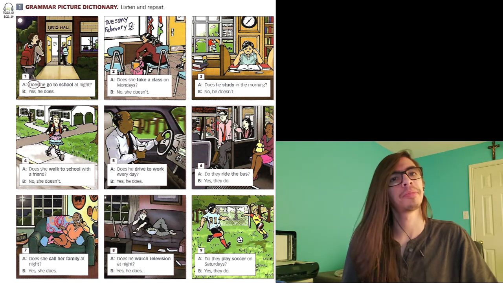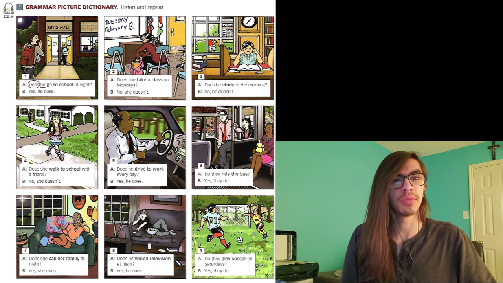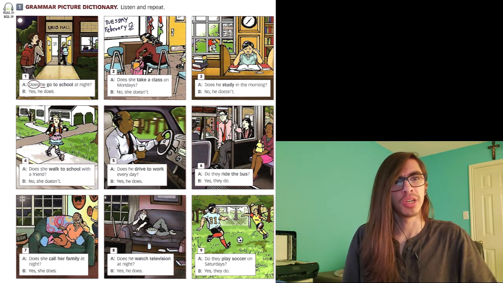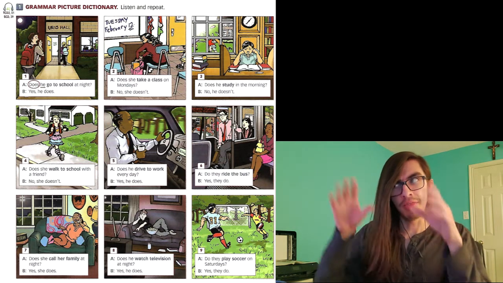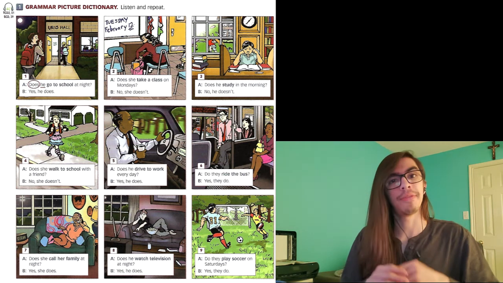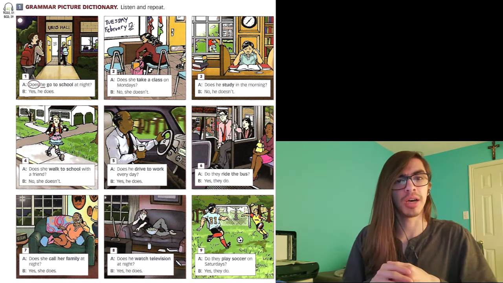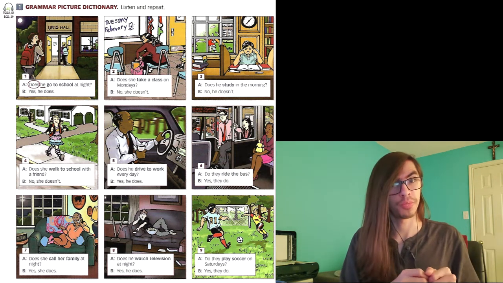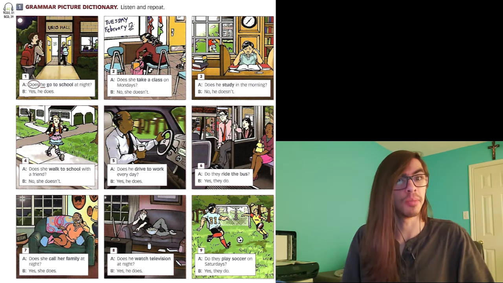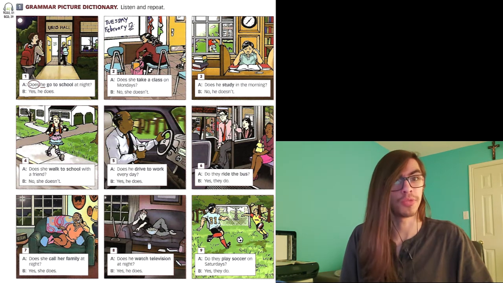Es muy importante. Este es un modelo. It's a pattern of the questions that we're going to ask in simple present tense. So if we study these questions, si estudiamos estas preguntas, podemos preguntar más en el futuro. So this is a good model, a good modelo for the future.